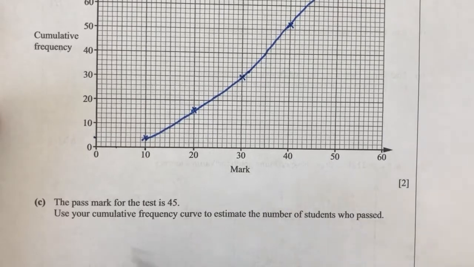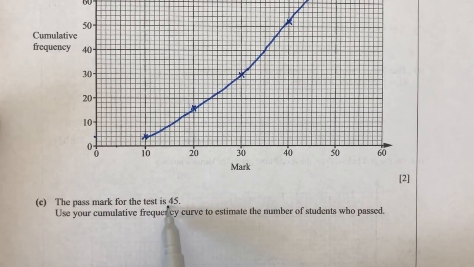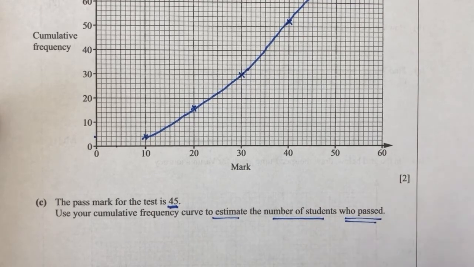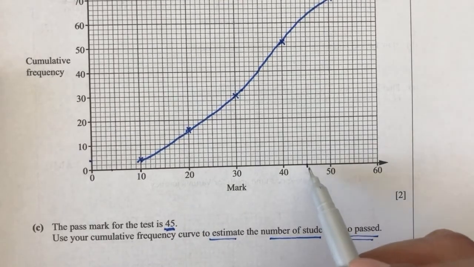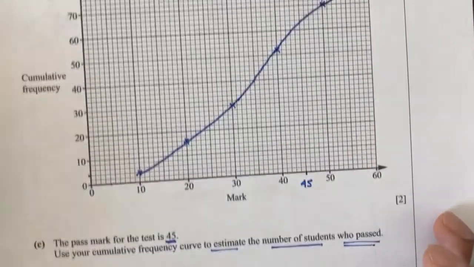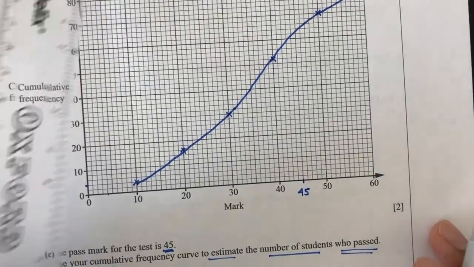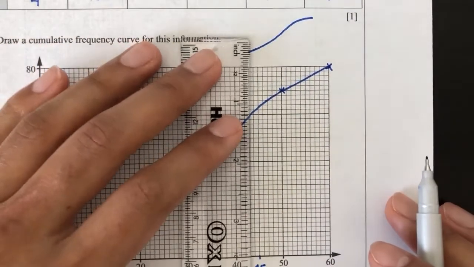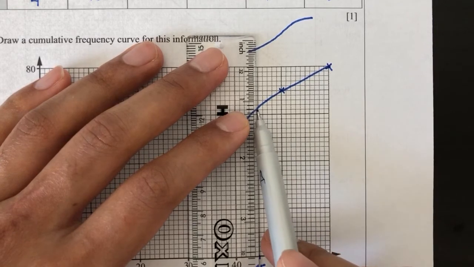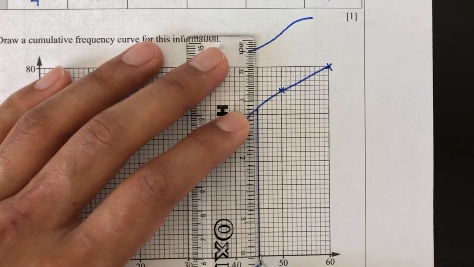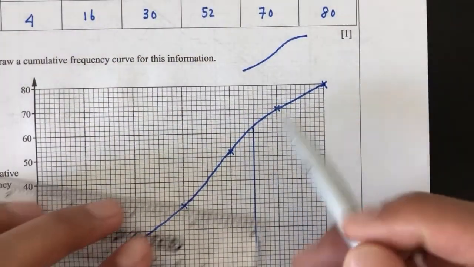Now part C. The pass mark for the test is 45. Use your curve to estimate the number of students who passed. So 45 is the mark we need, so 45 is here. We have to use a ruler for this one. So let's find the number of students who passed the test. So we cut the curve at this point.